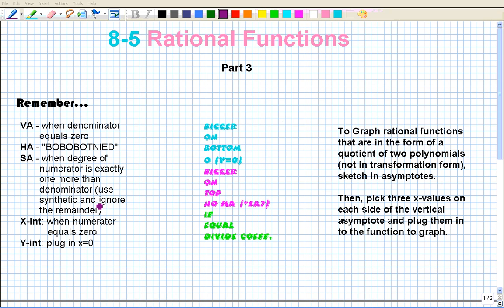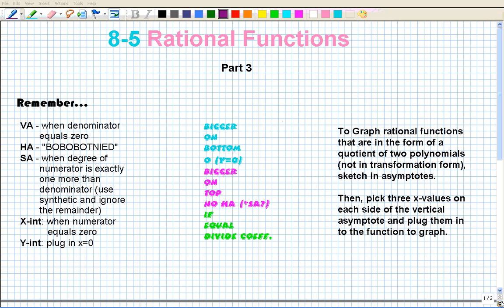Slant asymptote, if the degree on top is exactly 1 more than the bottom, use synthetic division, ignore the remainder, and you've got your slant asymptote. The x-intercept is when the numerator equals 0, and for the y-intercept, you just plug in 0 for x into your equation. So there's your BOBO BOTN EATS DC right there. And then finally, to graph rational functions, you'll want to sketch in the asymptotes, then pick a couple values on each side of vertical asymptotes and plug them into the function to graph. And you've got it.